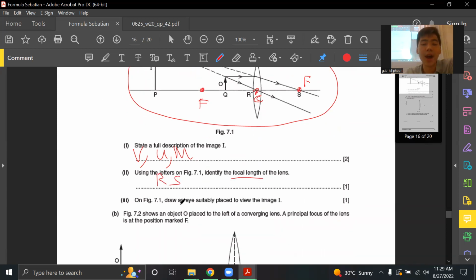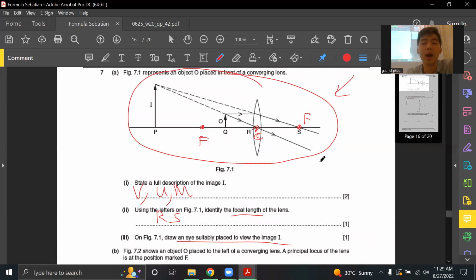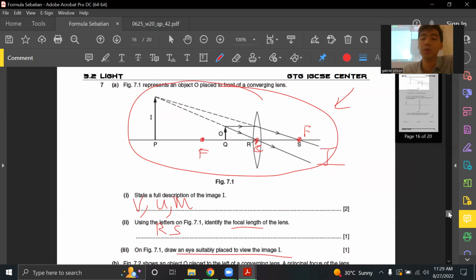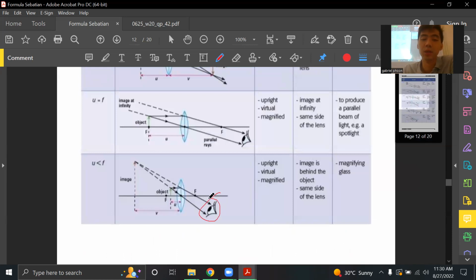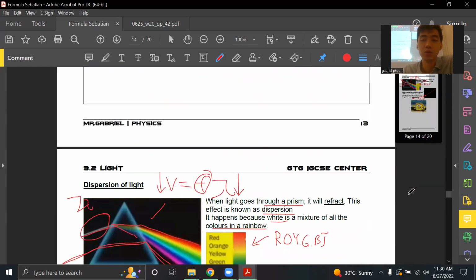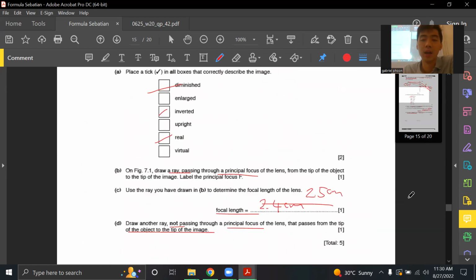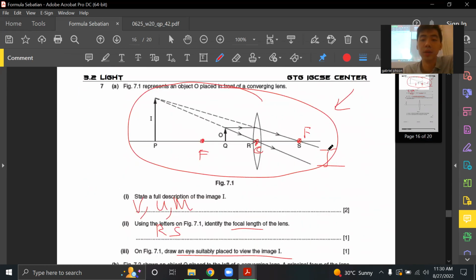And finally, draw the eye in a suitable position. Where will your eye be? If you refer to the notes, you'll notice that your eye will be exactly here, guys. It is exactly as the one you see here in the notes. If you refer to the notes here, you see that your eye is going to be here for a magnifying glass. So in your exam, if they ask you to draw the eye, you draw the eye, which is essentially going to be here.